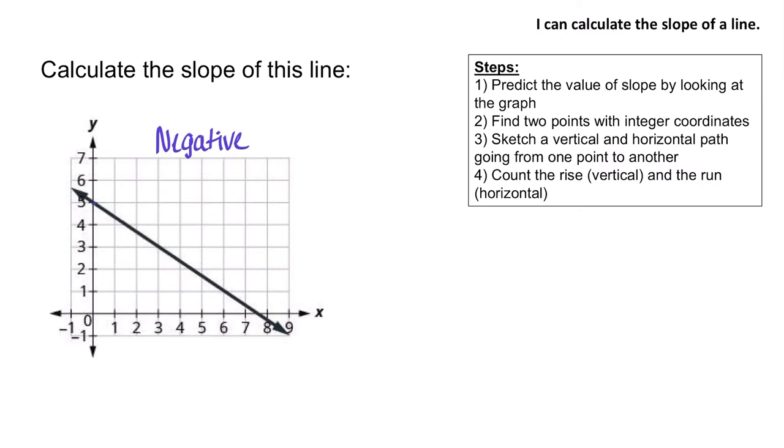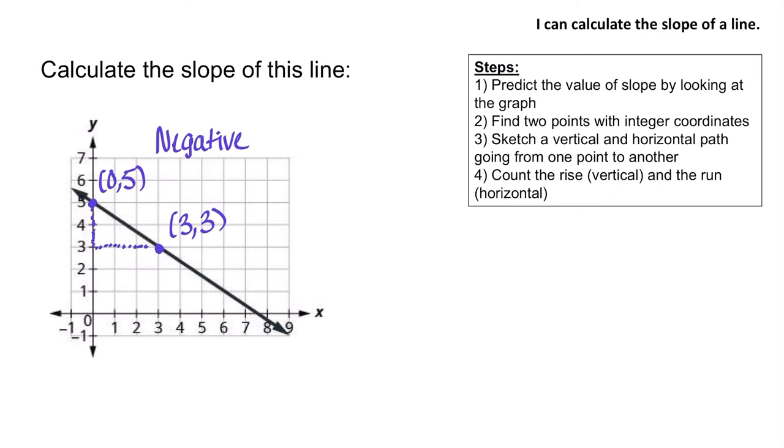I'm going to pick this point right here, which is 0, 5. And I'm going to look for another point, and I'm going to pick this one here, which is 3, 3. Now I need to sketch a path vertically and horizontally going left to right from one point to another. I'm going to go this direction vertically and then this direction horizontally.